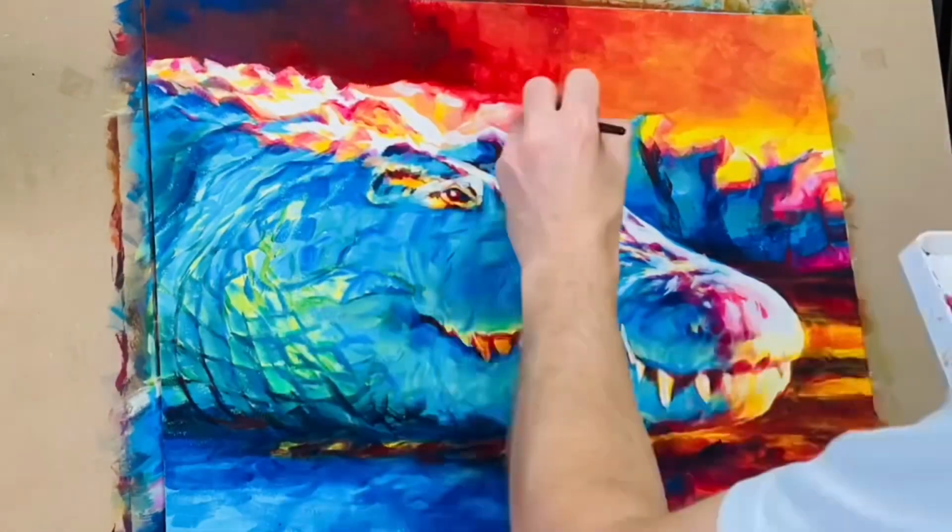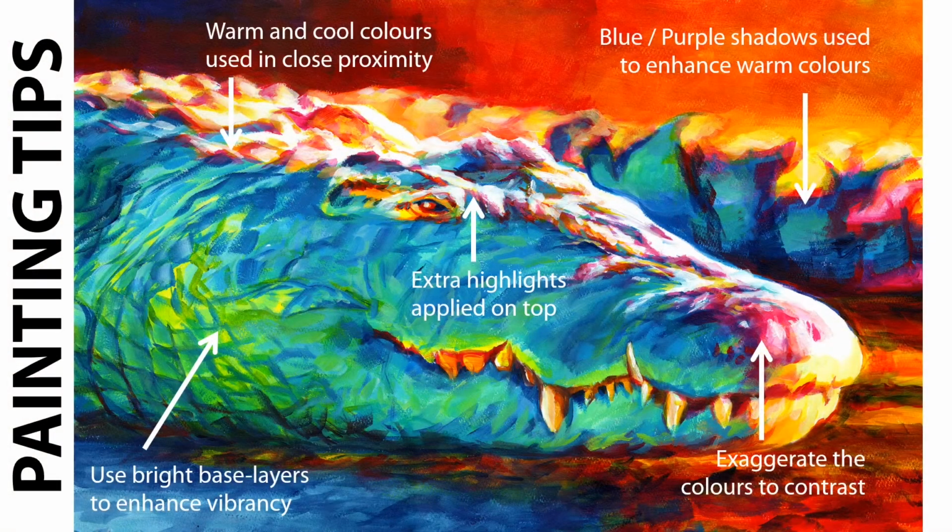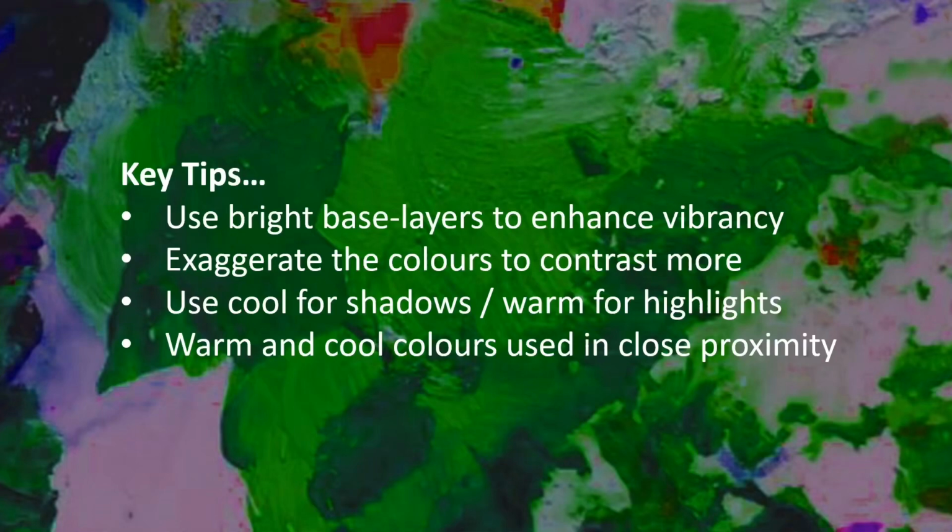So as a quick recap, just remember, use bright base layers to enhance the vibrancy of the colours you put on top. Always exaggerate the colours to contrast more. This will also help create a better dynamic range and make it look more three-dimensional. Use cool colours for shadows and warm colours for highlights. That's always something that can work effectively. And using the colours in close proximity, the complementary colours which are opposite on the colour wheel, they will make the other one of the pair stand out and again give that better dynamic range.